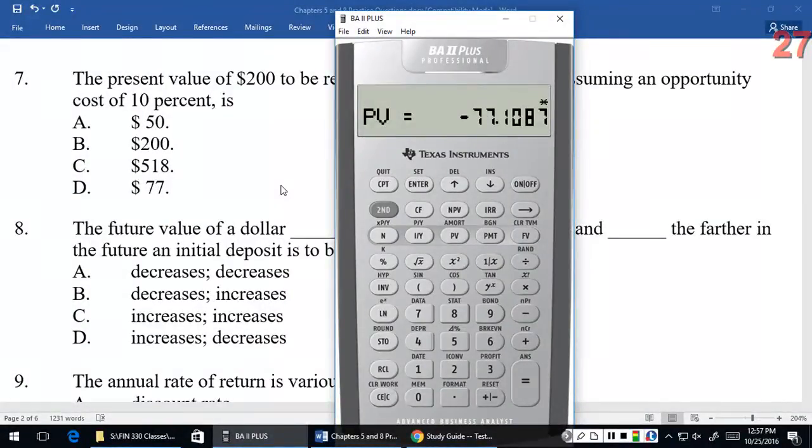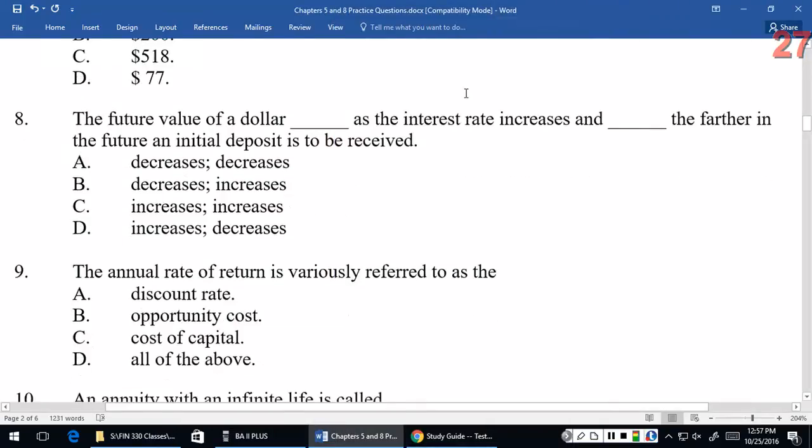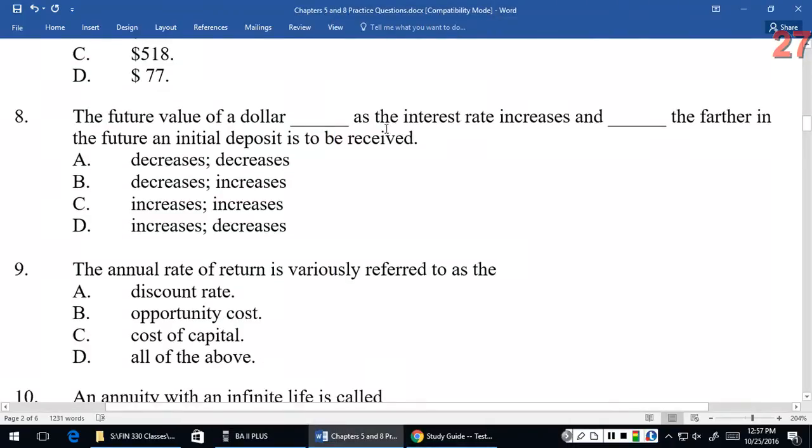Now, if we go through this and you're not getting the right answer or something, just raise your hand and stop me, okay? And we'll get the problem fixed. All right, number 8, the future value of a dollar blank as the interest rate increases, and blank the farther into the future an initial deposit is to be received. So if we're filling these in, you're kind of putting each one of these in. What you will find is answer C is the correct answer.